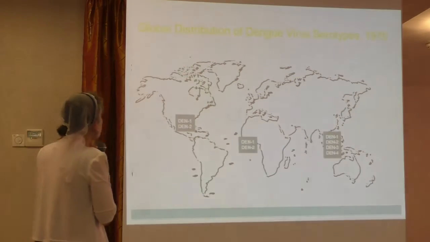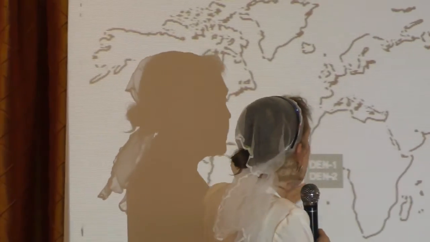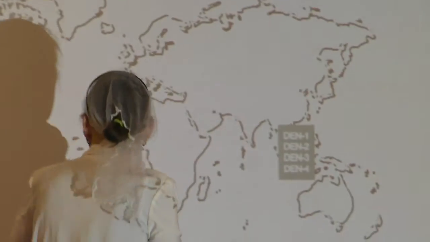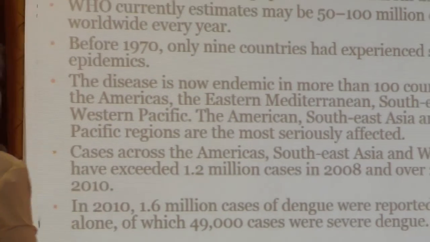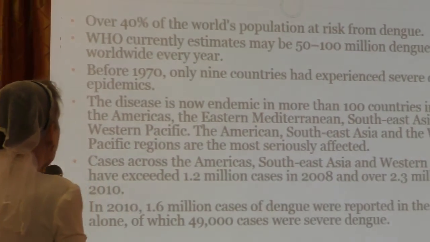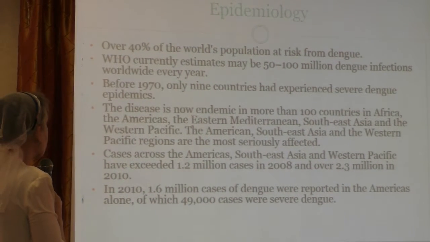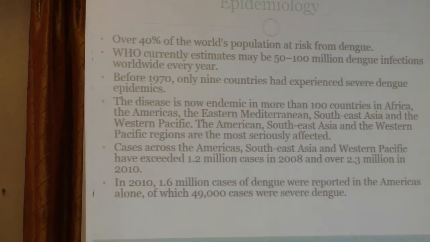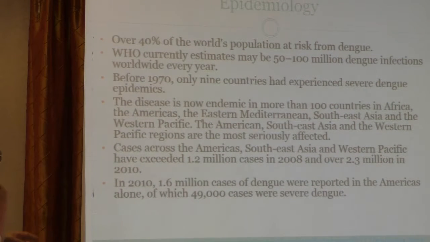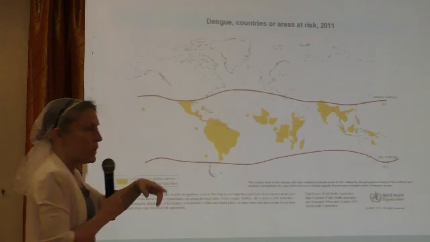So here is the distribution of the different viruses. You've got dengue 1 and 2, mainly in the African subcontinent. And over 40% of the world's population is at risk. So you need to know about this infection. It's endemic in more than 100 countries all over the world. Okay, go ahead. So here are the countries at risk. We don't need to see that one again.